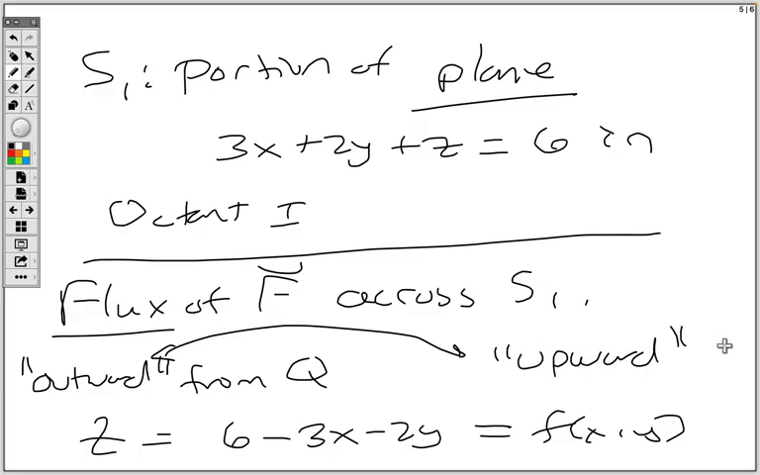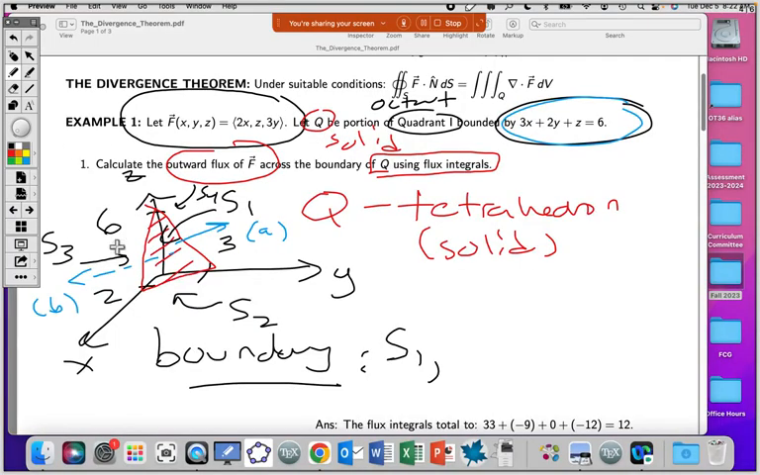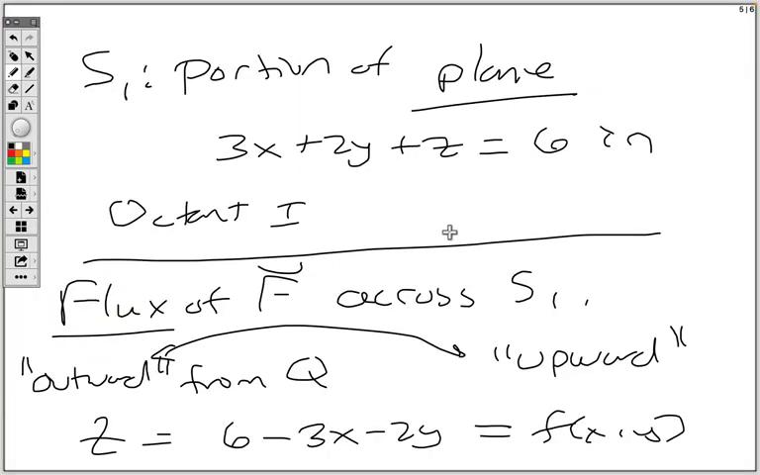Are there any questions on how we're deciding the directionality of this vector? So we're looking at stuff coming out across the boundary, out of Q. So out of Q, we would have a positive z component. So if I solve this surface, z as a function of x and y, I want the upward pointing normal for that one. All right, so let's do it. We need n up.